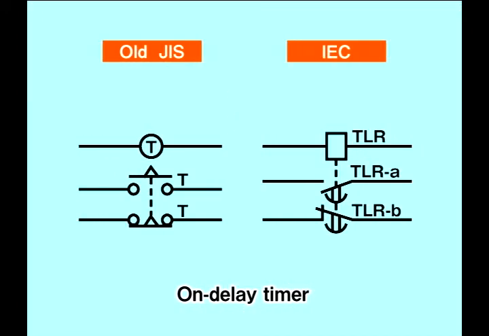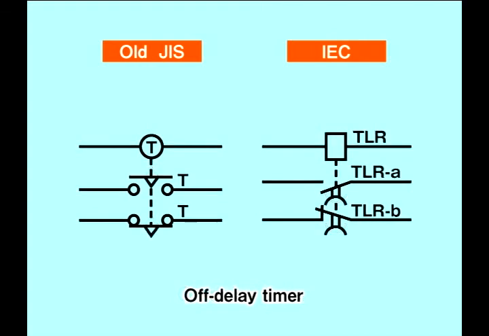In on-delay mode, the relay begins to operate when a set period of time has elapsed after current is passed through the coil. However, the moment the current passing through the coil becomes zero, the relay returns to its original state. In off-delay mode, the relay begins to operate the moment current starts flowing through the coil. However, when the current becomes zero, the relay returns to its original state once a set period of time has elapsed.